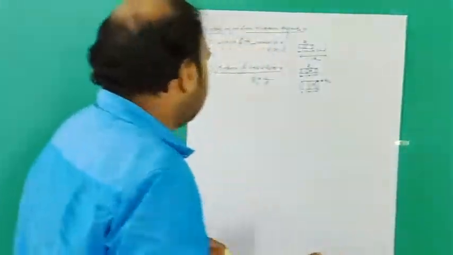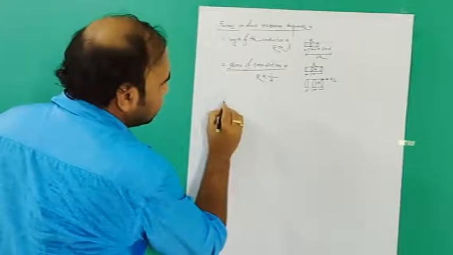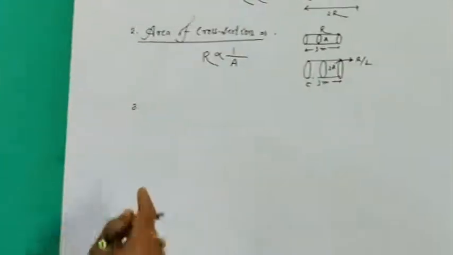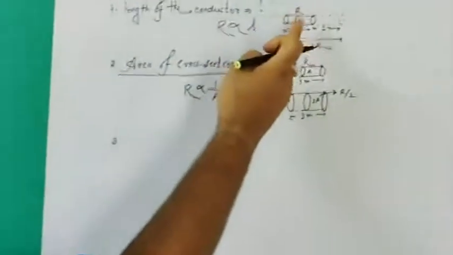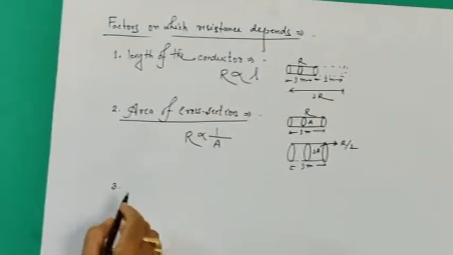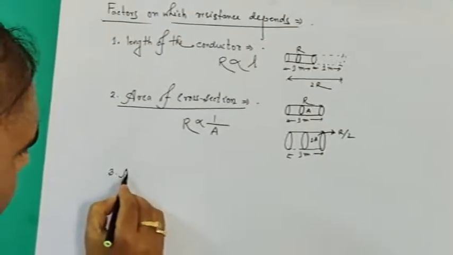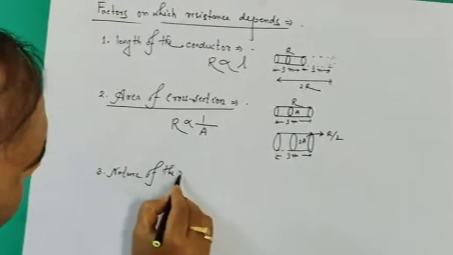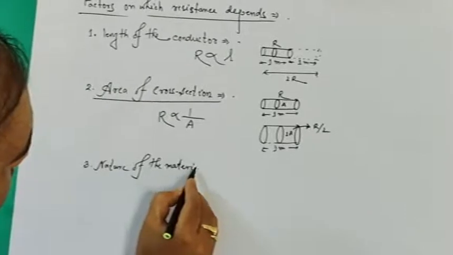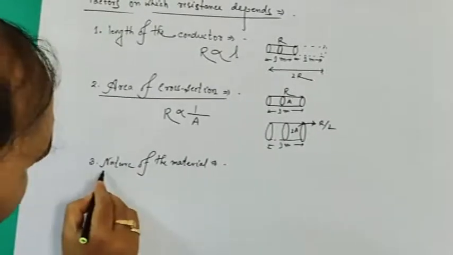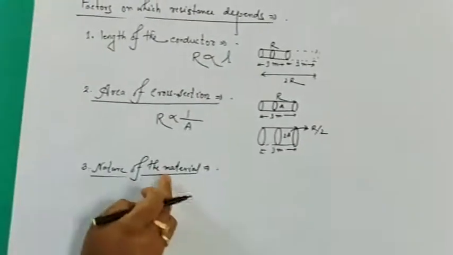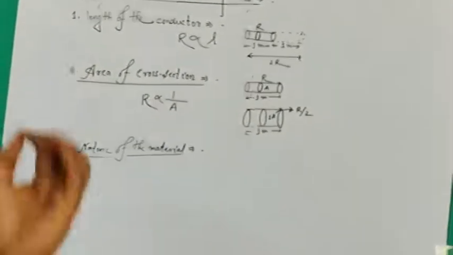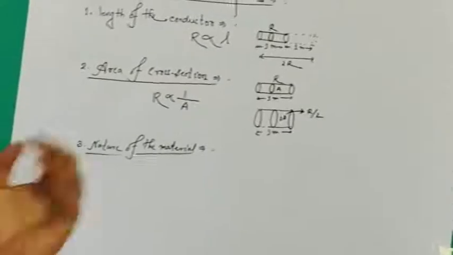Okay. Number 3, these two things are for the same material, and the third factor on which the resistance depends is the nature of the material, or we can say the nature of the substance. What is this? Yeah, it's a very simple thing.